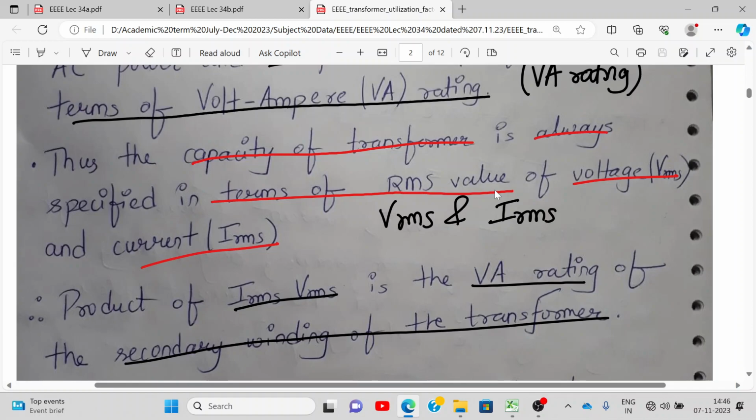IRMS and VRMS. See, a transformer will only deal with AC voltage. It cannot deal with DC voltage. What will happen if you apply a DC voltage to a transformer? It will saturate. That means it will malfunction or even break down. It's an inductor basically. An inductor cannot tolerate a constant thing. It should be continuously varying. So a transformer only deals with AC voltages.